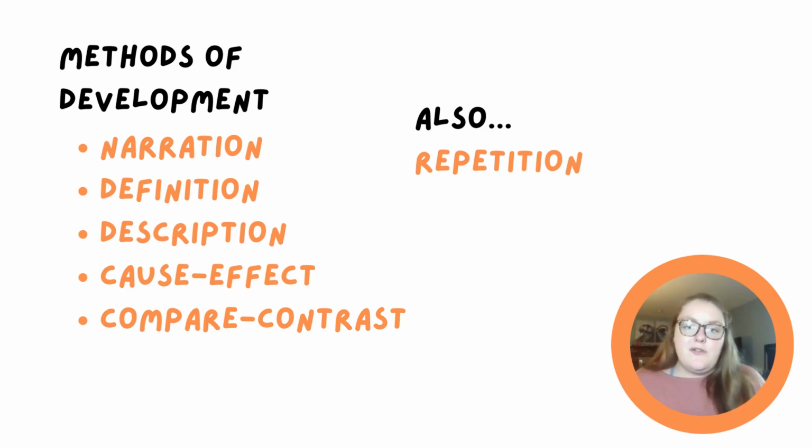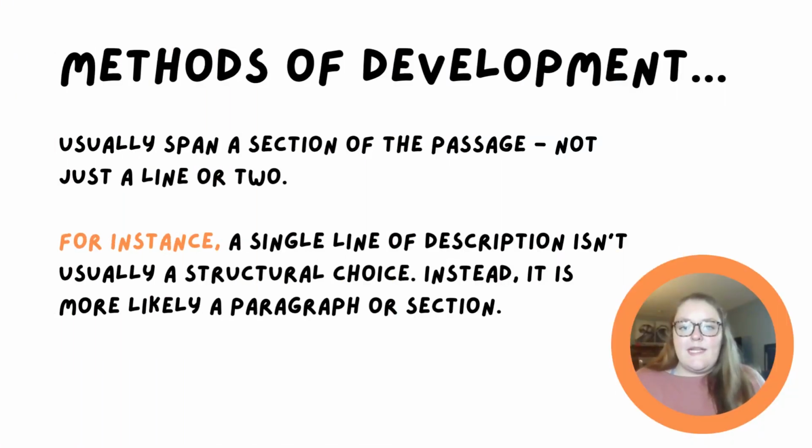But another structural choice that's commonly used is repetition. The good thing about repetition is it's usually pretty easy to identify. The trick is being able to analyze it. So for this portion of the video, we're going to dig into these types of choices. One important distinction about a method of development is that it usually spans over a section of a passage, not typically just a single line.